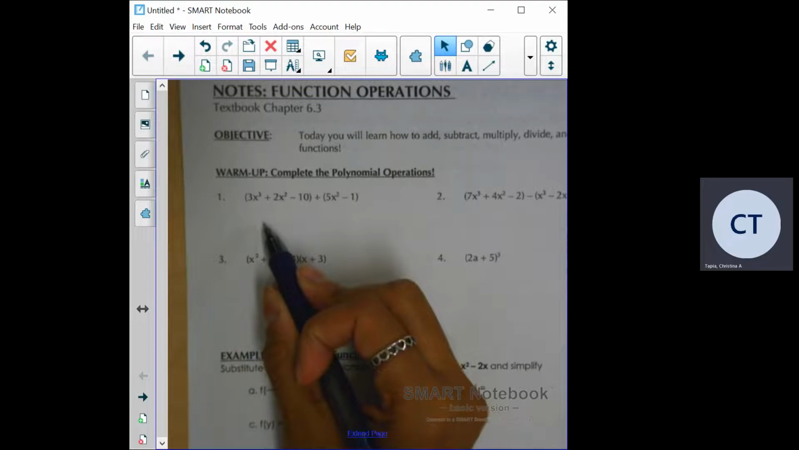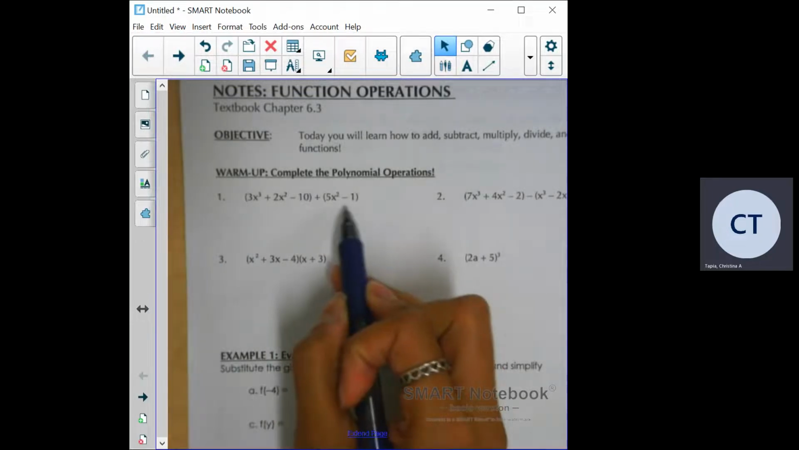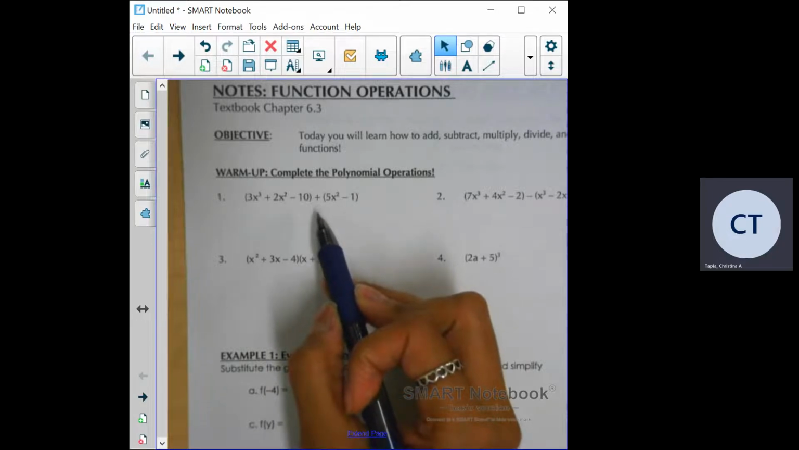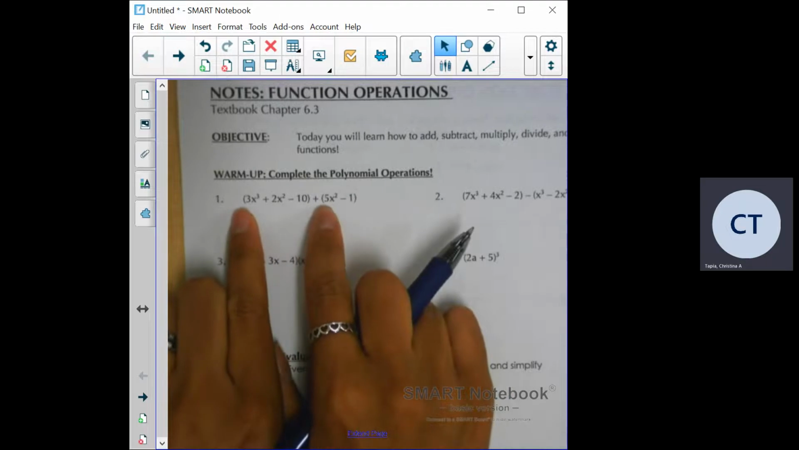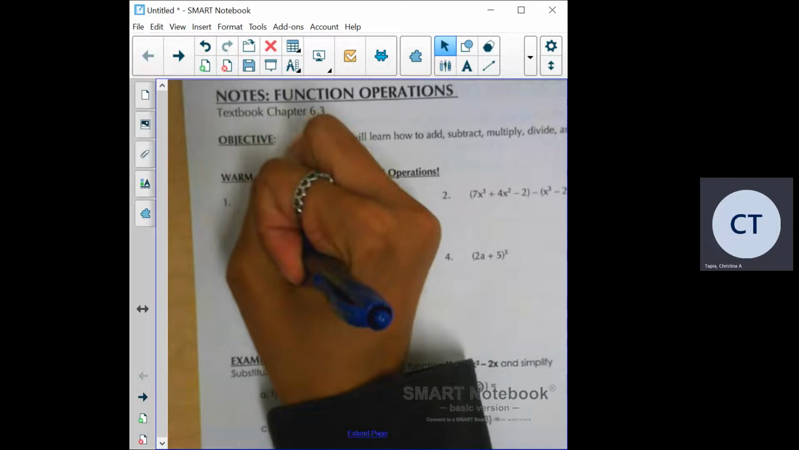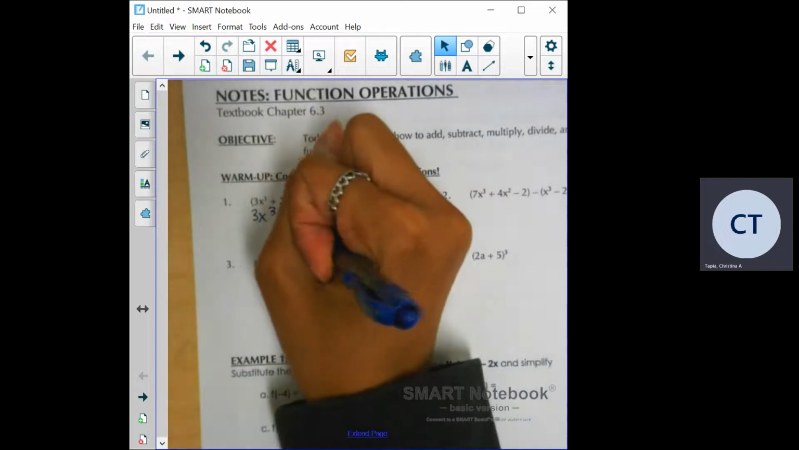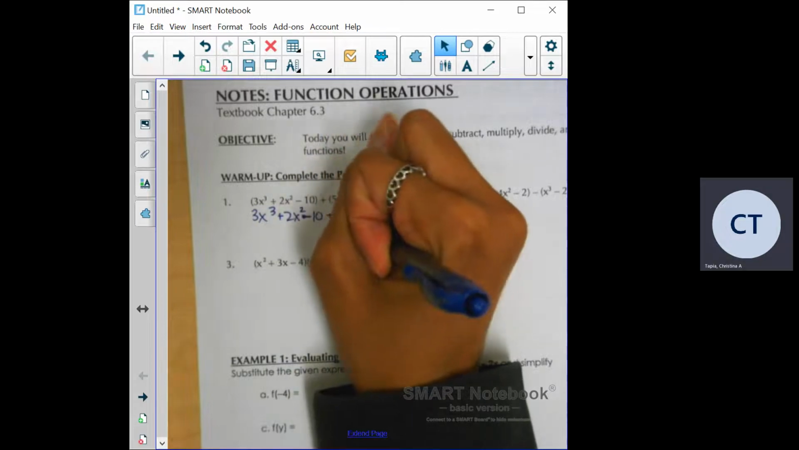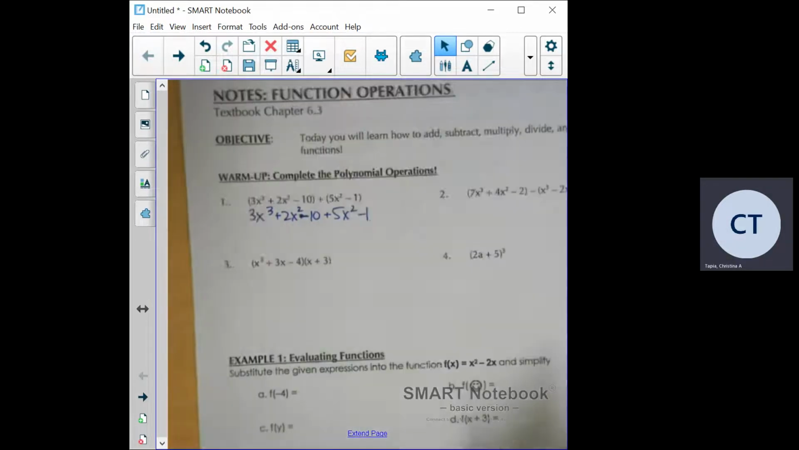So for example 1, it says for you to combine these. So you're adding both of these polynomials. When you're adding two polynomials, do you need to distribute anything like this? No. If there was a coefficient in front of either of these parentheses, then yes, you would need to distribute. But since there isn't, I'm going to rewrite this as 3x cubed plus 2x squared minus 10 plus 5x squared minus 1. You literally just drop the parentheses and then combine your like terms.